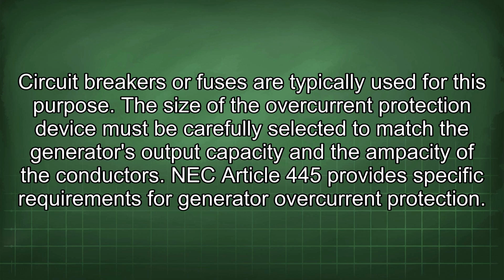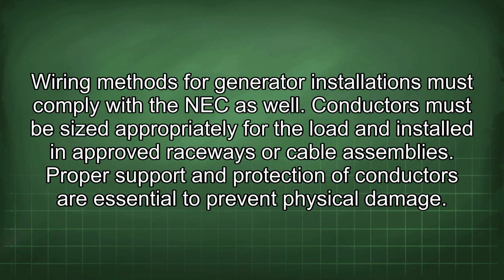The size of the overcurrent protection device must be carefully selected to match the generator's output capacity and the ampacity of the conductors. NEC Article 445 provides specific requirements for generator overcurrent protection. Wiring methods for generator installations must comply with the NEC as well. Conductors must be sized appropriately for the load and installed in approved raceways or cable assemblies. Proper support and protection of conductors are essential to prevent physical damage.